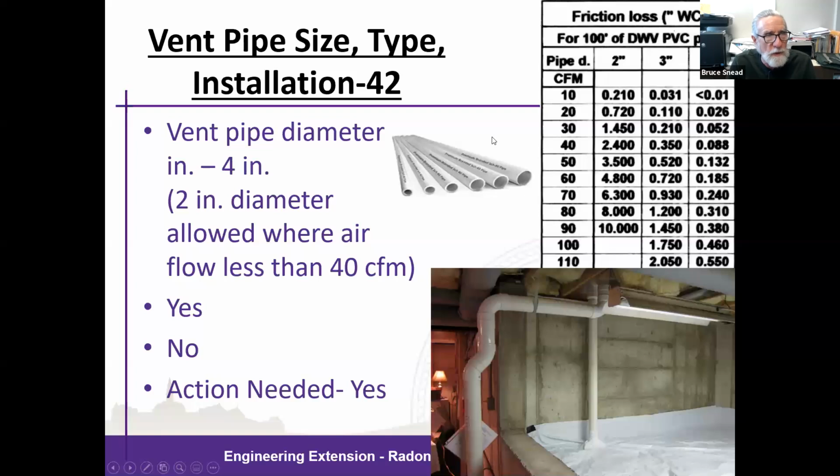What kind of piping are we using? Is it 2-inch, 3-inch, or 4-inch? 3-inch or 4-inch is preferred. 2-inch can be used where there is very low airflow, like less than 40 cubic feet per minute.